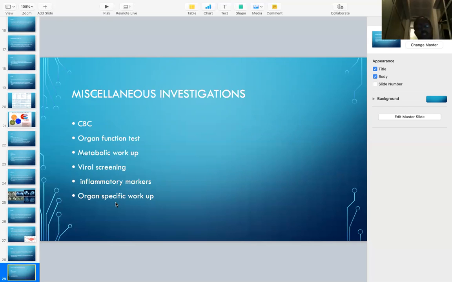Additional investigations include CBC, organ function tests, metabolic workup, viral screening, inflammatory markers, and organ-specific workup depending on the symptoms of the patient. For example, ILD workup, GI involvement, and cardiac workup depend on the symptoms of the patient. But the other investigation modalities help you for treatment purposes as well.